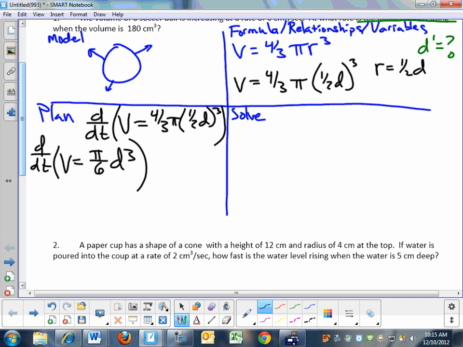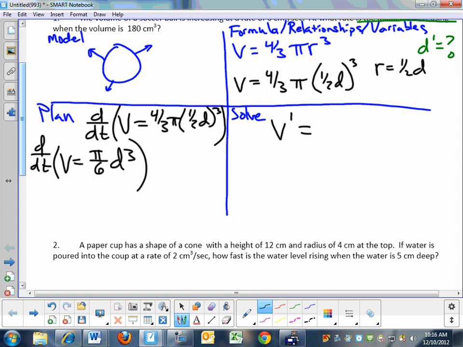Once I simplify my fractions, I come up with volume is equal to pi over 6 times D to the third power. I'm going to take the derivative of it. I haven't done that yet. What is the derivative of V with respect to T? Implicit differentiation, V prime. So I've got V prime, pi over 6, D to the third power.